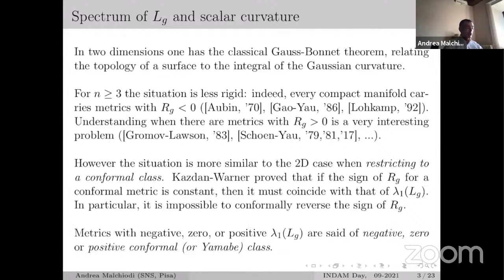So there is a terminology depending on the sign of this first eigenvalue, which only depends on the conformal class. Then manifolds are said to be of negative, 0, or positive conformal class, or Yamabe class.